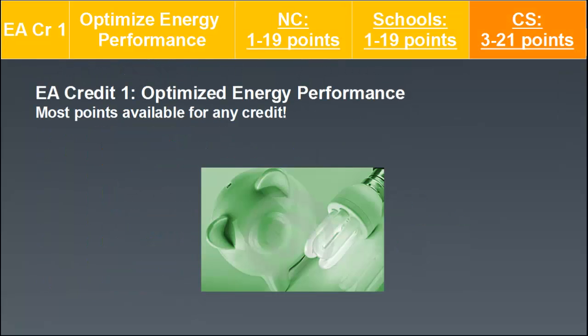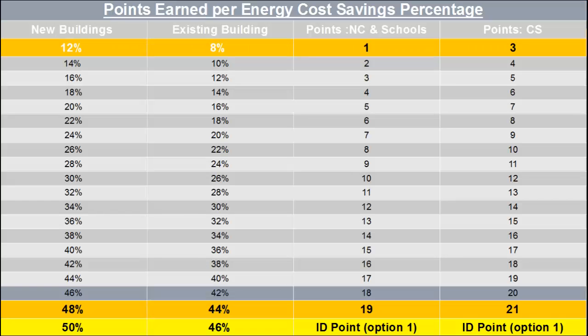Optimizing energy performance is the most heavily weighted credit in the LEED rating system for new construction and major renovations in version 3. Here's a snapshot chart of how points are achieved for this credit. So it builds on the energy model or prescriptive path to establish your baseline, and these percentages are based against that, compared to ASHRAE 90.1.